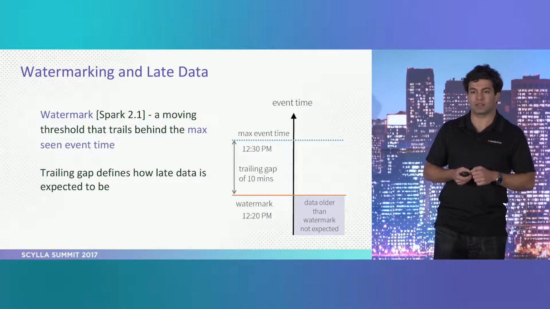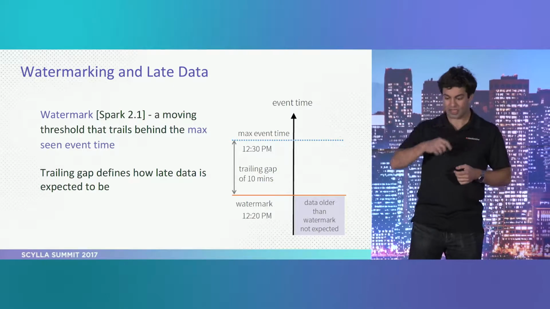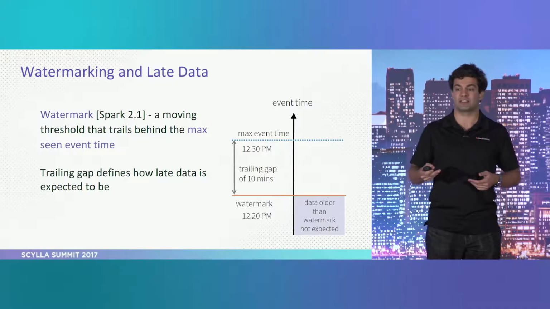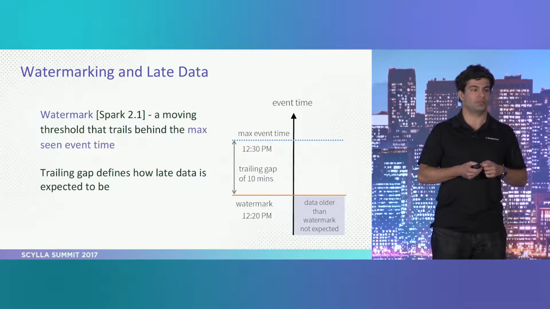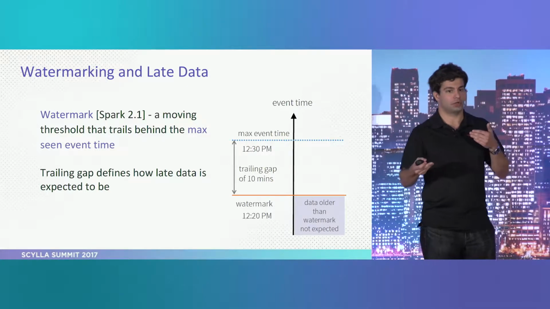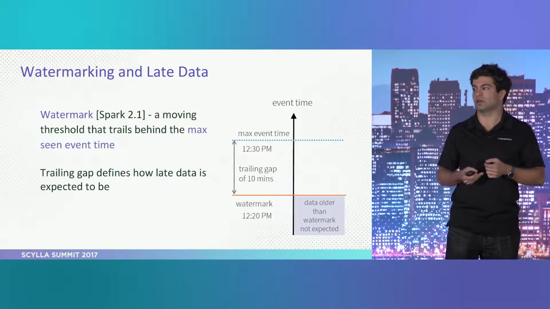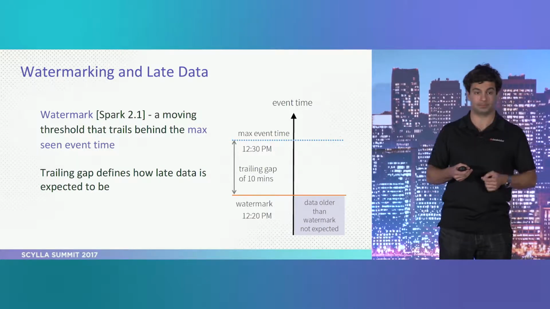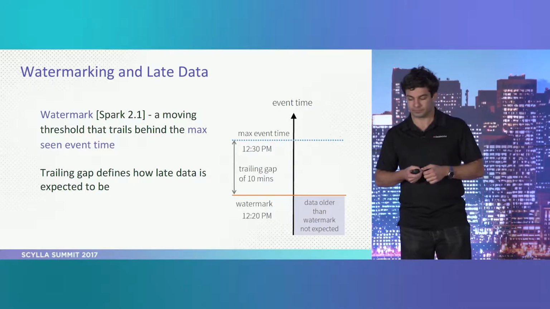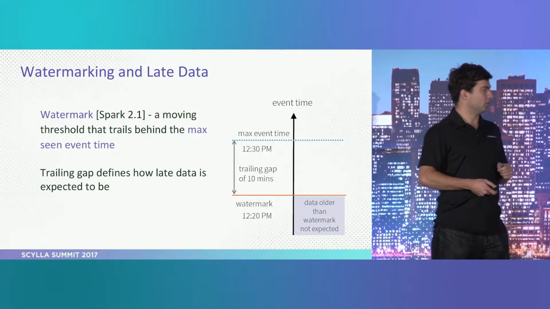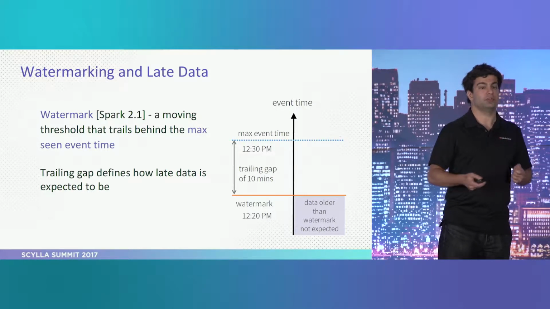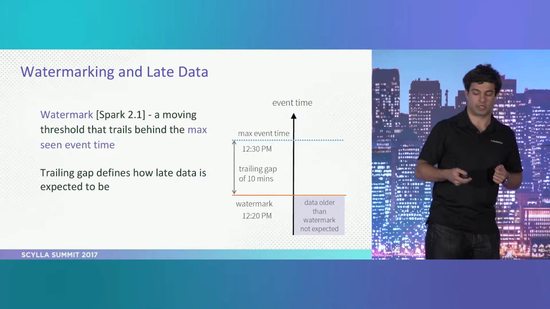So for that, we have the concept of watermarks. A watermark is basically a moving threshold that trails behind your max event time. And you define a delay: as the owner of your system, you say, okay, my data will arrive at most 15 minutes late. So you define how big the trailing gap should be. What this means is data older than the watermark is not expected, and if we do receive it, we're just going to discard it for our aggregations.